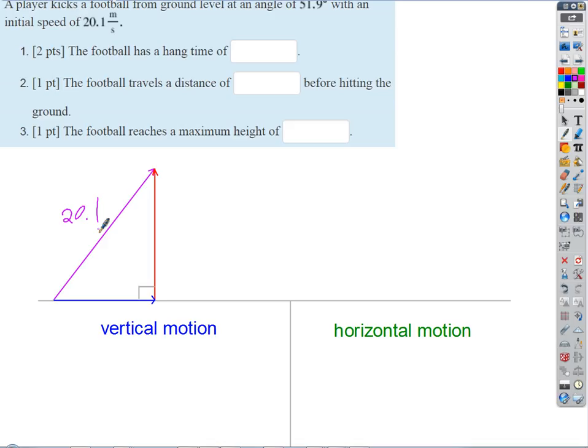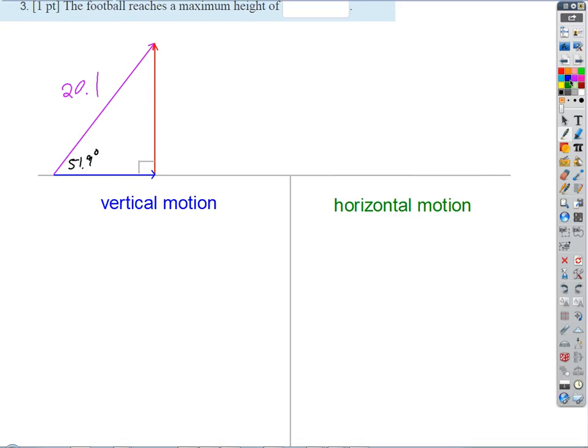Well, so that's going to be cosine. Okay, cosine, and I still put the angle in there too. So the angle is 51.9. So there's my angle, so then this would be sine or cosine? Cosine, so I'll multiply the magnitude by cosine, and that's going to give us our initial vertical velocity. Everybody agree? So the y component, or the vertical component, would be 20.1 cosine 51.9.